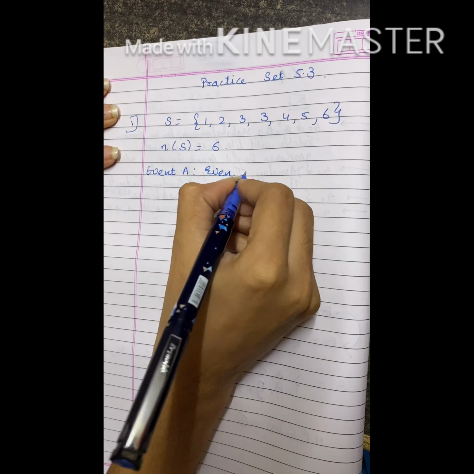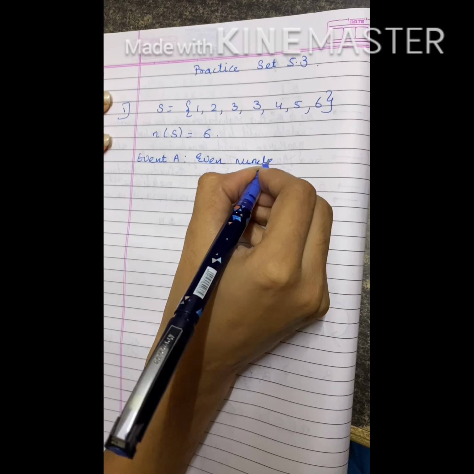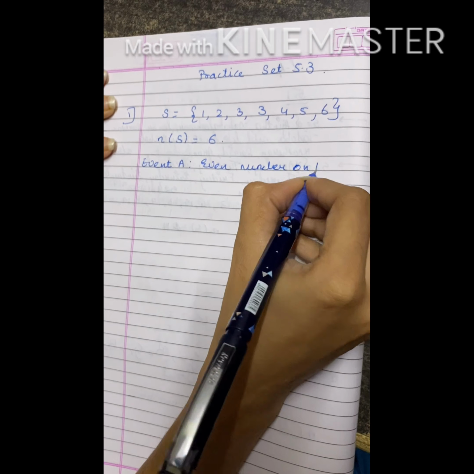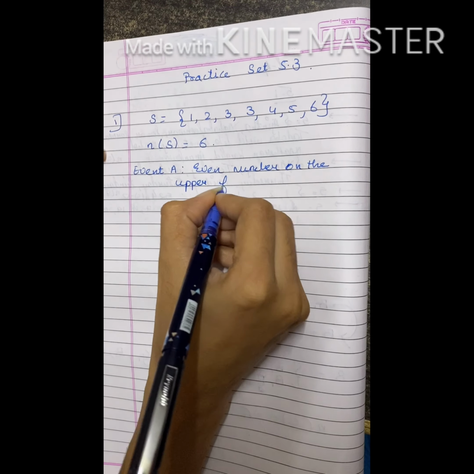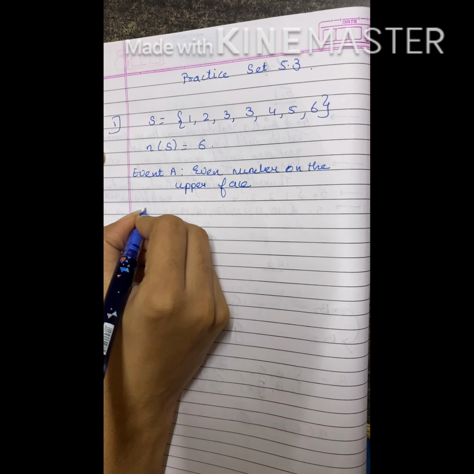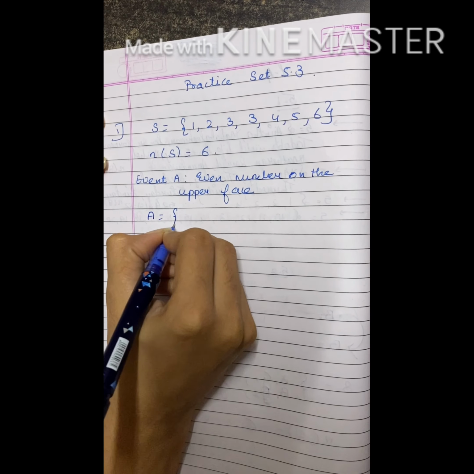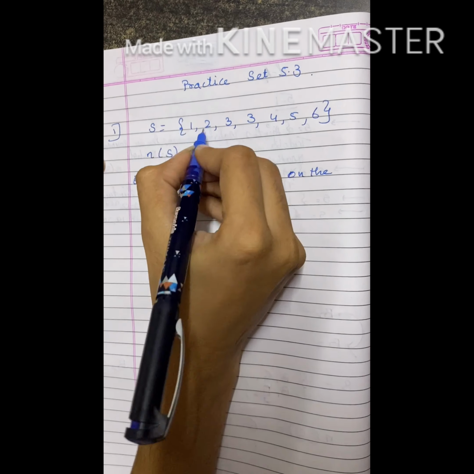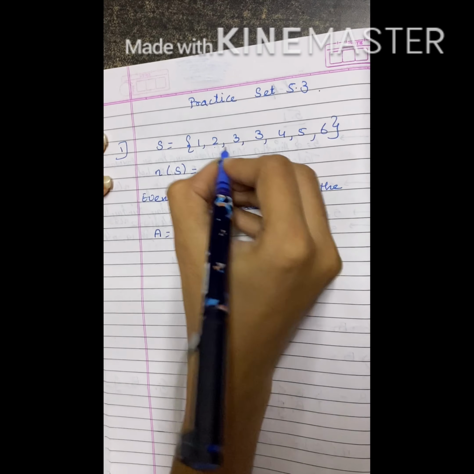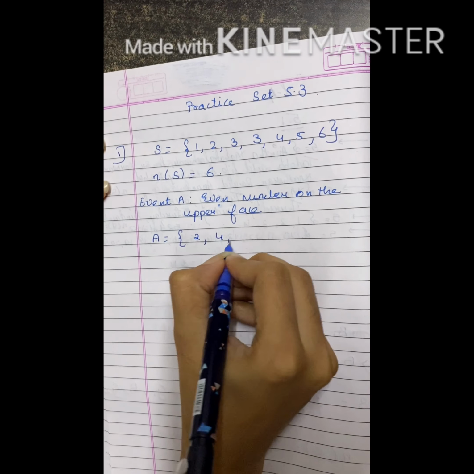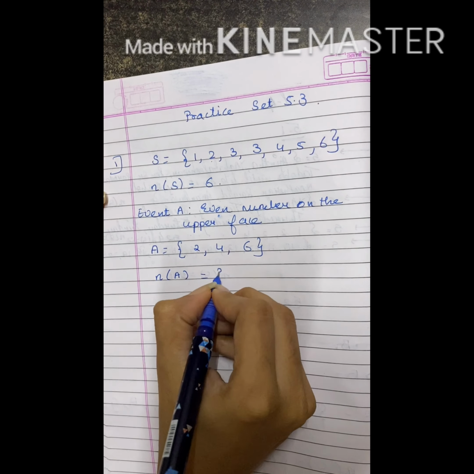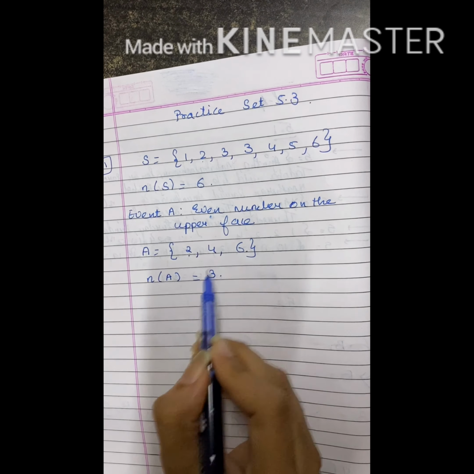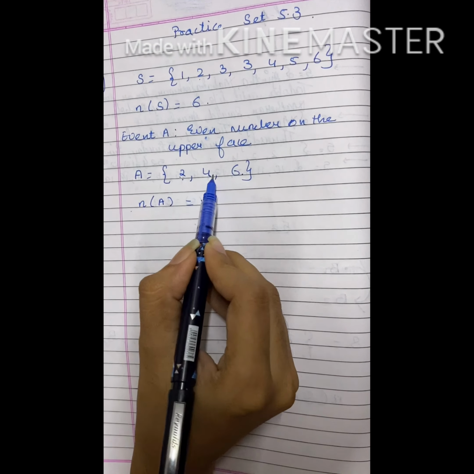Now first event A is even number on the upper face. That is A is equal to {even number means divisible by 2: 2, 4, 6}. So n of A is equal to 3. N means number, that is 1, 2, 3.